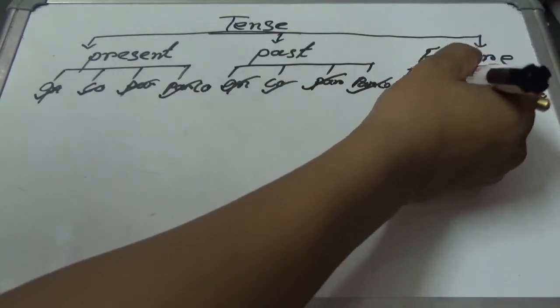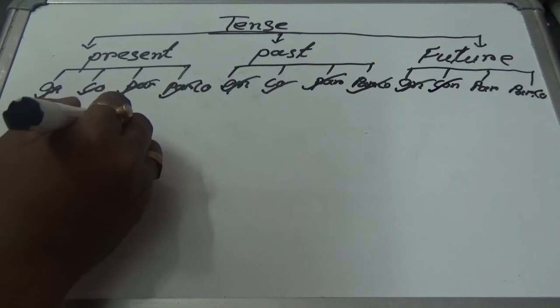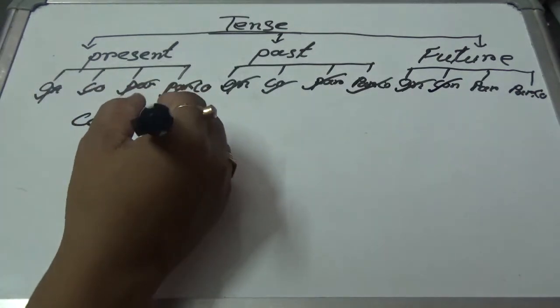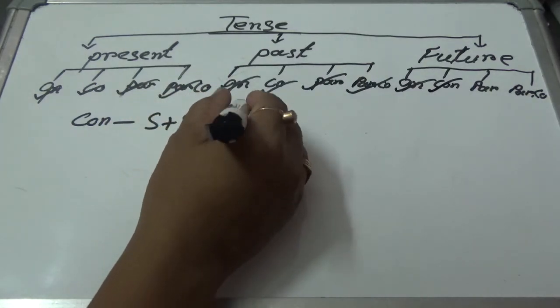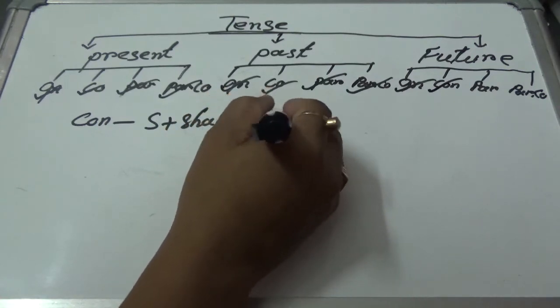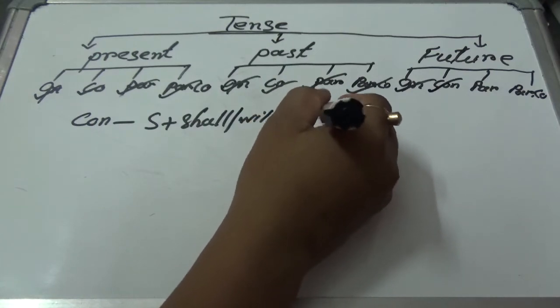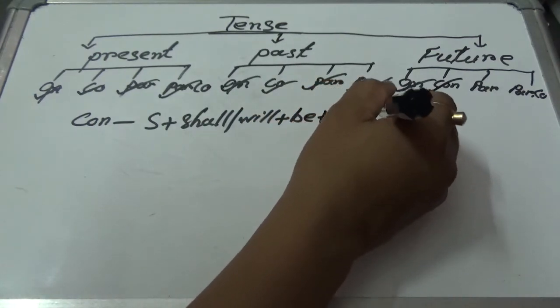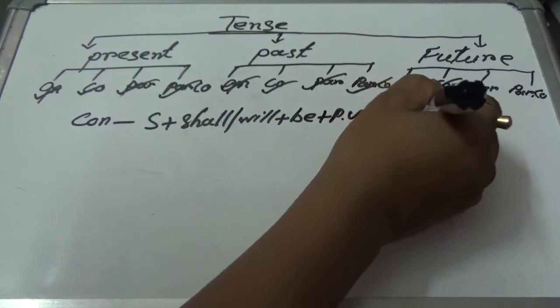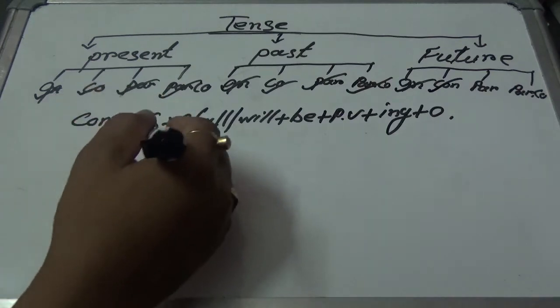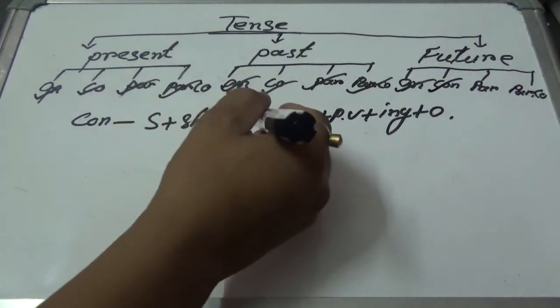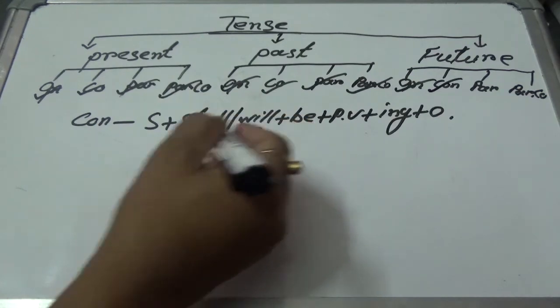Future continuous. Future continuous: S plus shall oblique will plus be plus PV plus ING plus O. It is future continuous: subject plus shall oblique will plus be plus PV plus ING plus O. Now try to make sentences. Shall for first person, will for second and third person.